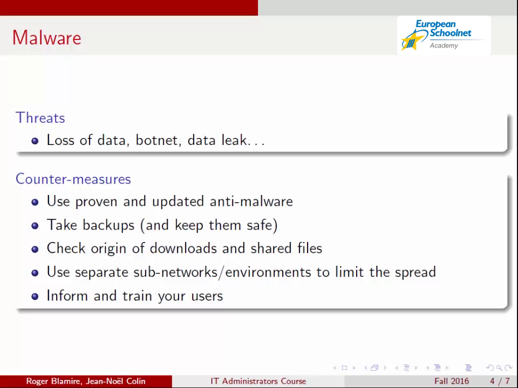And again, the end user is a major actor of the security of the system, so inform them about the best practices, what to do, what not to do. Inform users and train them again and again. You probably have a very changing audience and a very changing set of users in your school, so they need to be trained and retrained again and again about how to deal with malware.